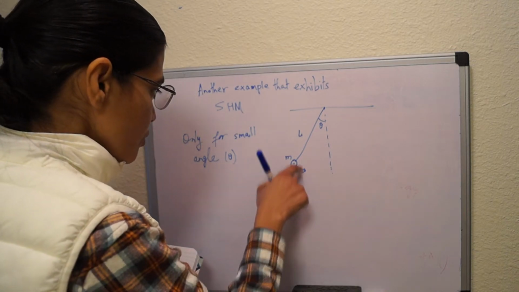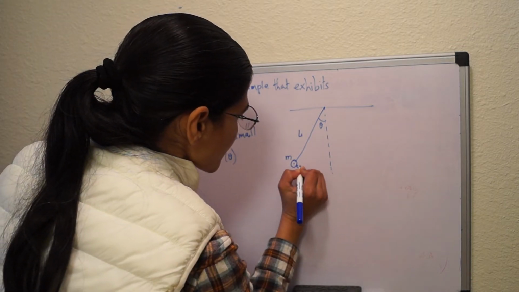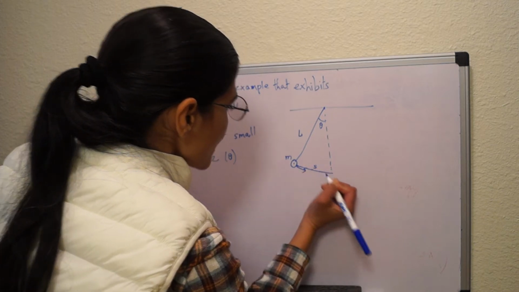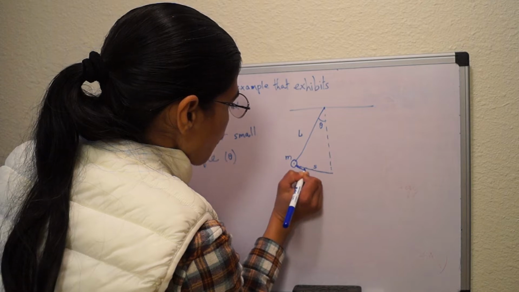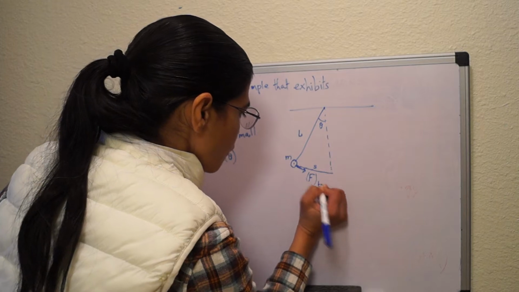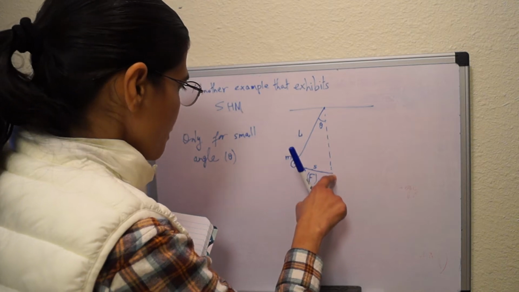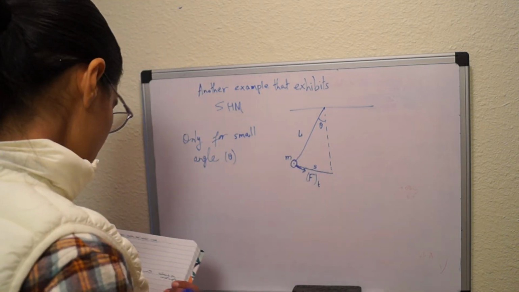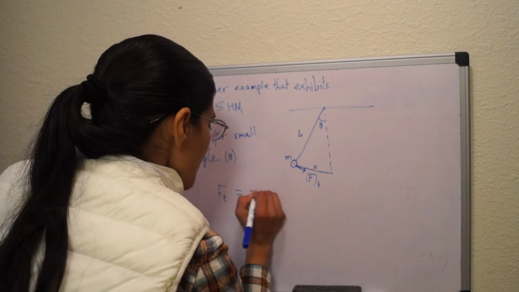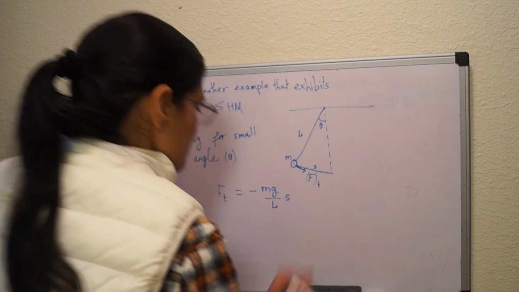So this is moving through some distance, let's say this arc here, it goes back like this. Let's call this length S. There is a force, the tangential force, that is going to take it back to its original equilibrium position. It turns out that Ft, the tangential force, is equal to minus mg over L times S.